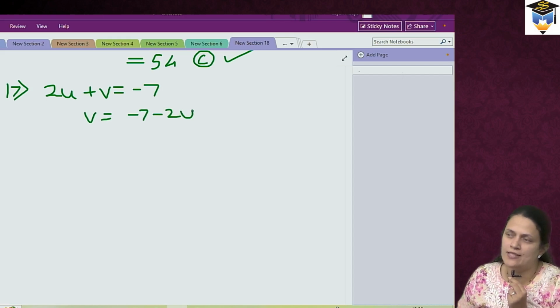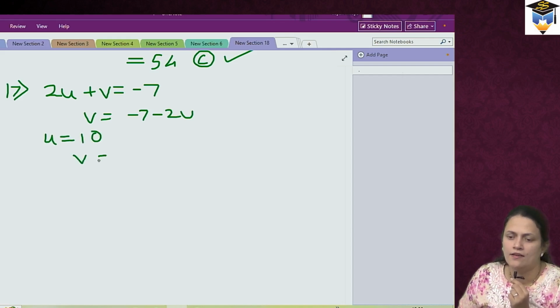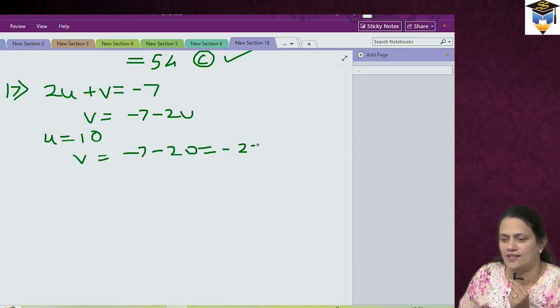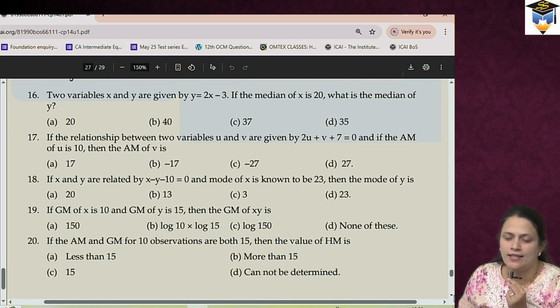So v can be written as minus 7 minus 2u. Then, Hitesh, what we are going to do after this? U is given to us as 10. Yes, put it in. Value is minus 27. Option C. For the 17th question, option C is the correct answer.